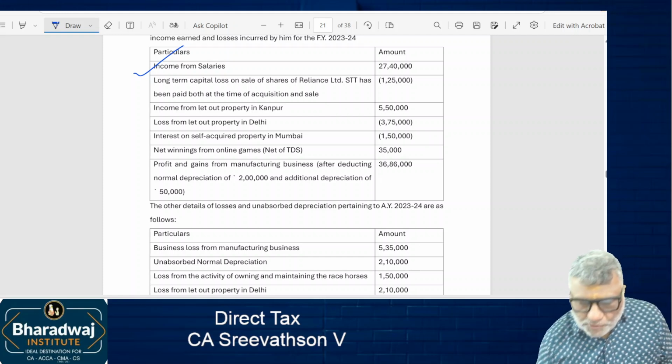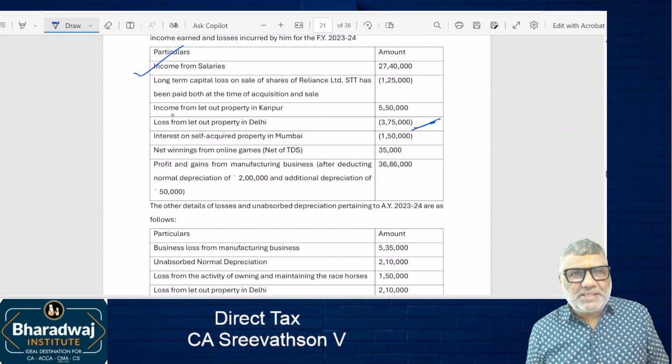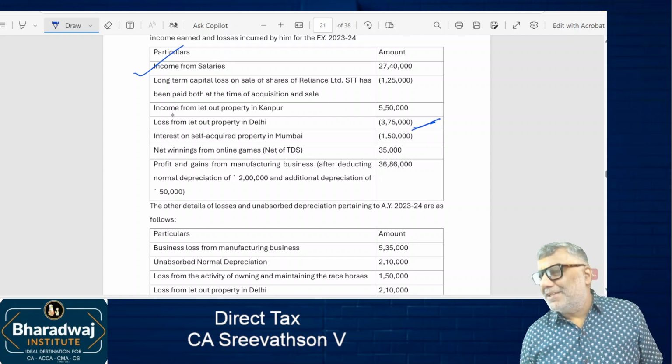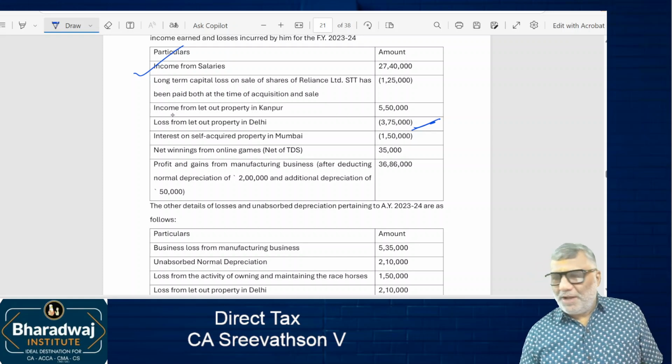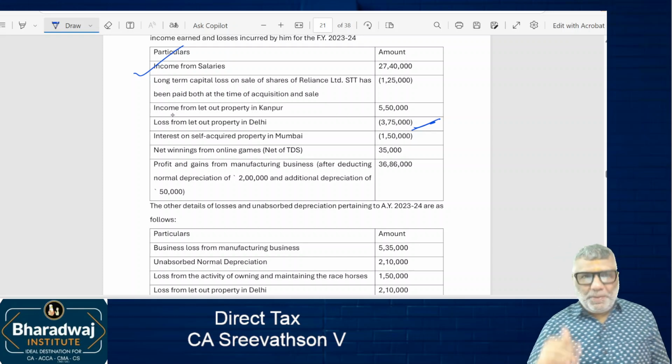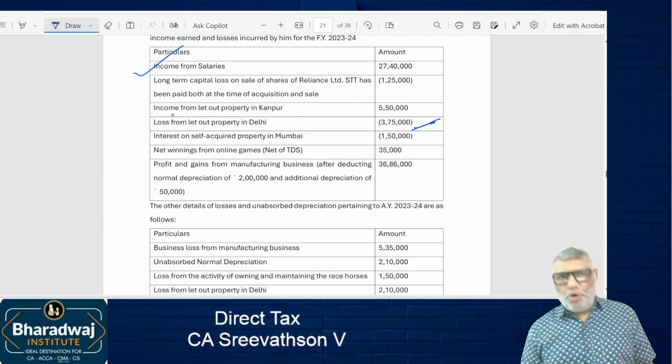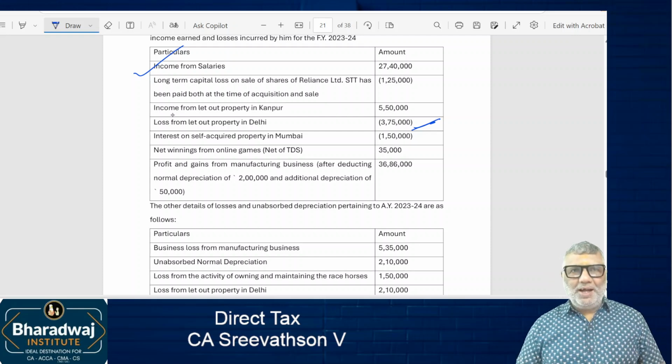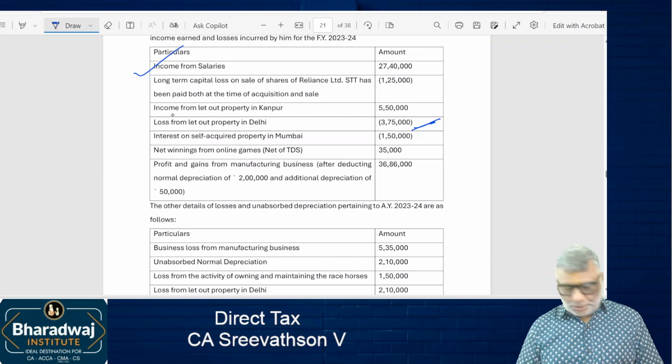Friends, loss from the let out property, 375, can be fully set off. Of course, even if he is following the old regime, it can be set off because there is income. Only the net loss cannot exceed 2 lakhs. But to be more clear to you, under the new tax regime, there is no restriction on the set off portion.